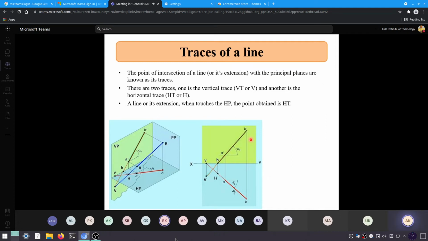In case the line is parallel to one principal plane and inclined to the other principal plane, you will get a trace with the other principal plane only, from which it has inclination, right?